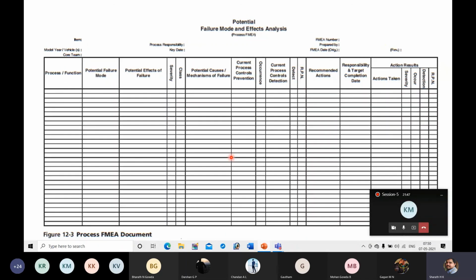For process FMEA also, you will have a similar form with almost the same steps. You are considering a particular process. A product may be failing because of some error while performing some process, some operation. It may be a machining operation, or any other operation, or an assembly operation.